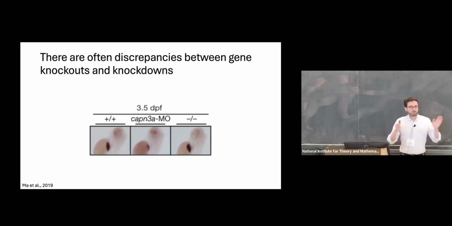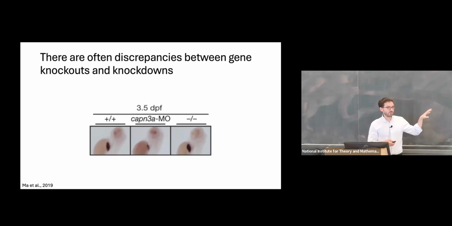So we've known for decades that there are often discrepancies between knockdowns and knockouts of the same gene. And this is just one example that really led the authors of one of these papers in 2019 to discover transcriptional adaptation. And this is zebrafish development. This is 3.5 days post-fertilization of zebrafish embryos. The brown blob in the middle of each panel is the developing zebrafish liver. And in the wild type, in the left panel, you see a nice, robust liver. When you knock down CAPN3A, which is a critical regulator of liver development in zebrafish, using a morpholino targeting the RNA of CAPN3A, you get a lethal phenotype with very little liver development.